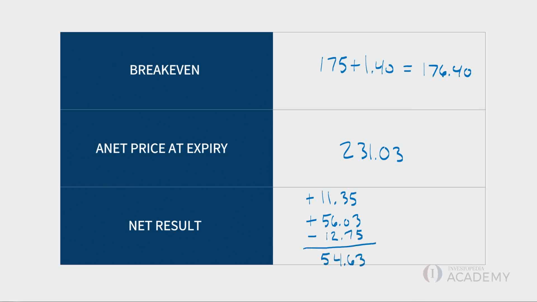But don't forget, you've got to multiply times the number of contracts. In this case it is 1, and also the 100 multiplier. The net gain is a whopping $5,463.